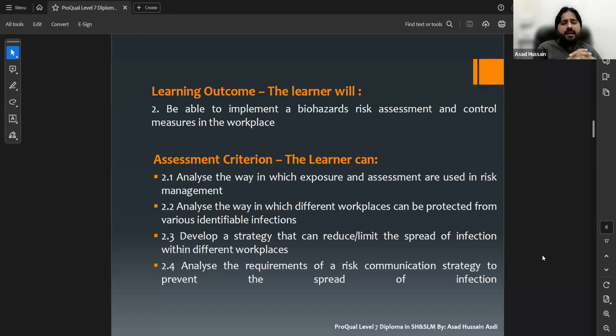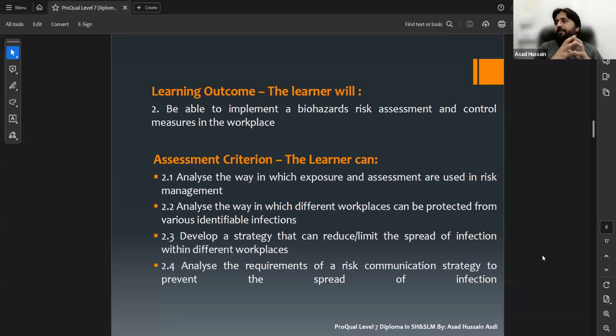Now, the last assessment criteria of this learning outcome is 2.4. Analyze the requirement of a risk communication strategy to prevent the spread of infection. Okay, gentlemen, this assessment criteria is all about risk communication.